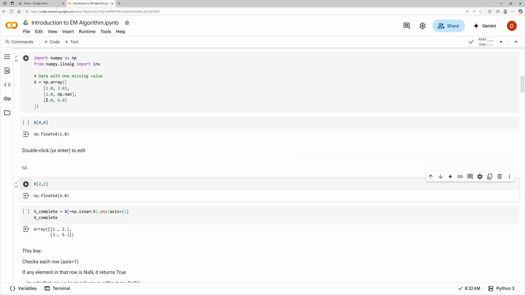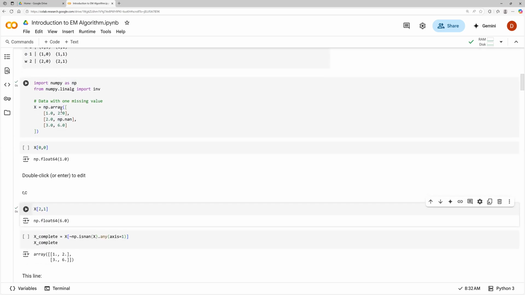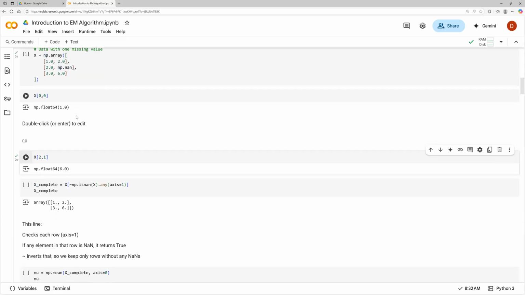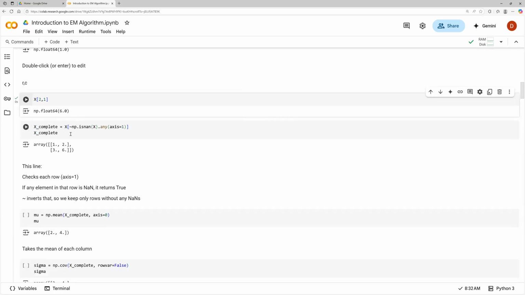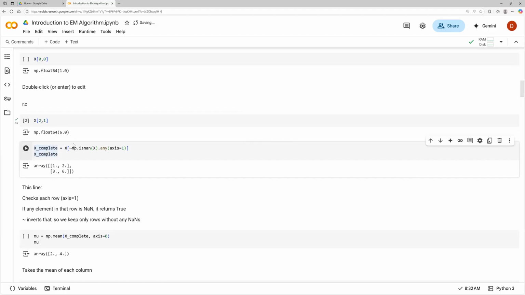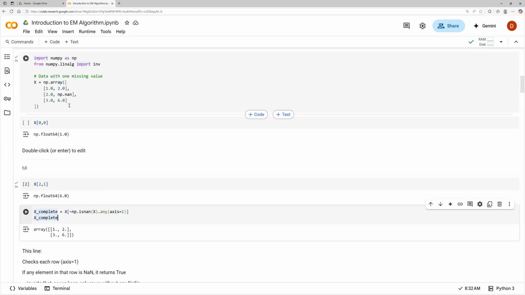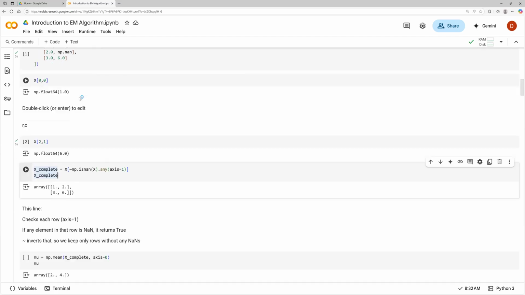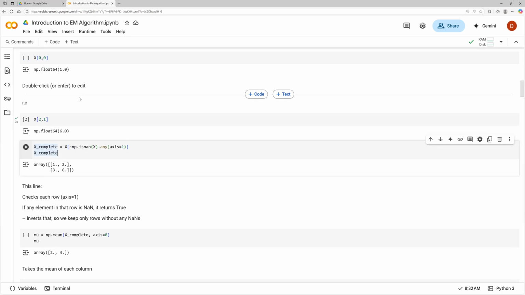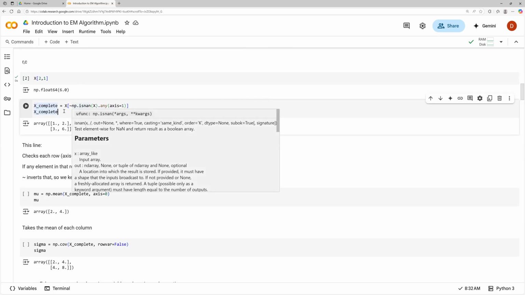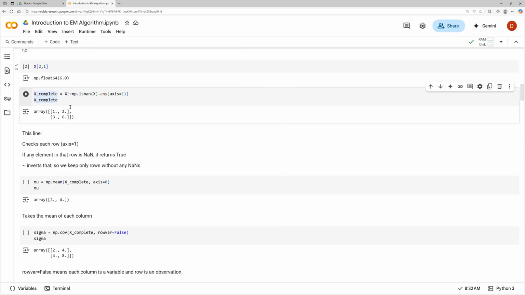because this is the second row, and this is the first column: 0, 1, 2, and 0, 1. Now here, we are going to take a complete matrix. If I run this logic, we're going to get 1, 2, 3, 6. The reason why we would want to do this is to get estimates from the complete matrix.